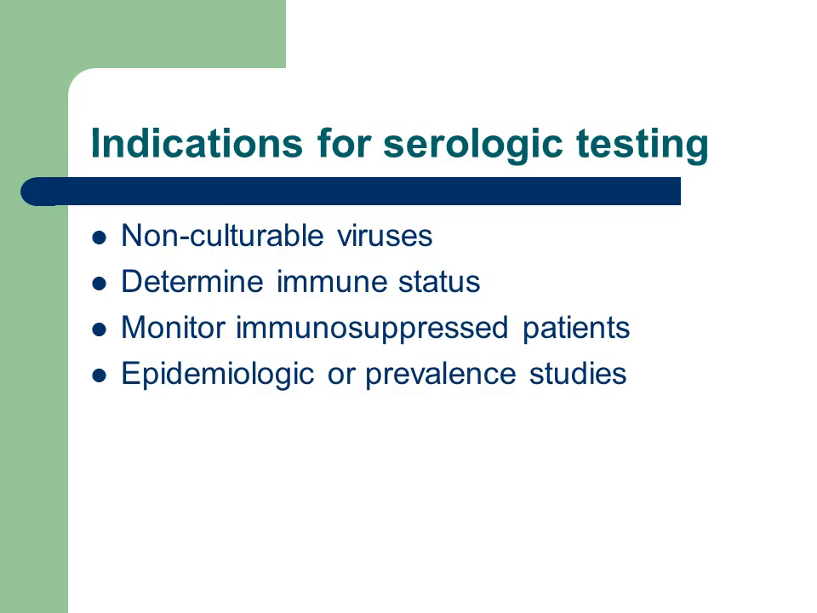Also, you can determine a person's immune status. I already said you could determine if someone has an acute infection or a chronic infection based on their IgM and IgG antibodies. You can monitor the immunosuppressed patients. Are they starting to develop any antibodies? Is their immune response kicking in at all? And you can do some epidemiologic and prevalence studies using serologic testing.